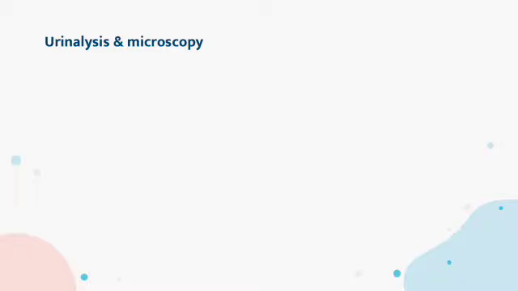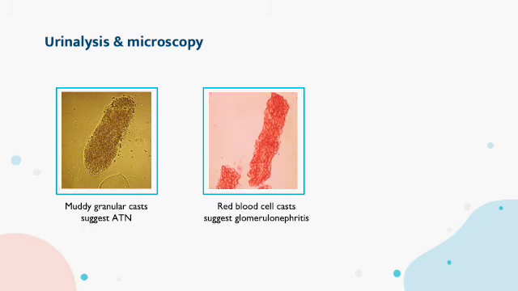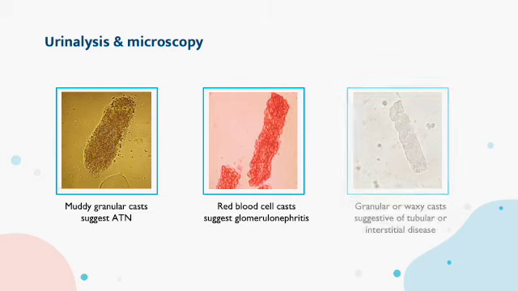Urine analysis with urine microscopy can point toward particular diagnostic categories. The presence of muddy brown granular cast and epithelial cell cast are highly suggestive of intrinsic AKI or acute tubular necrosis, whereas the presence of red blood cell cast with hematuria and proteinuria is suggestive of acute glomerulonephritis. Pyuria with white blood cell or granular or waxy cast are suggestive of a tubular or interstitial disease or urinary tract infection.